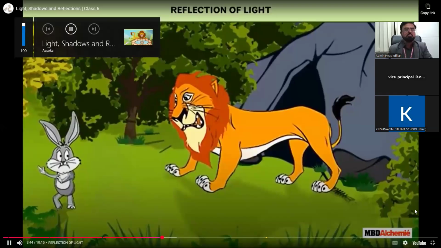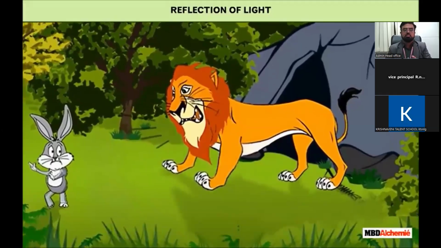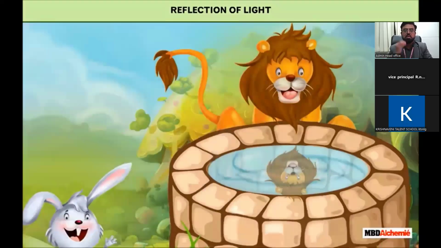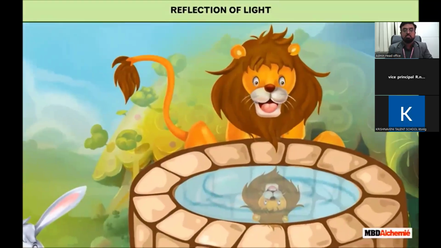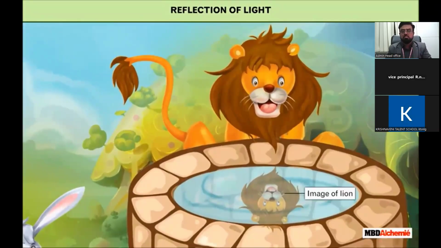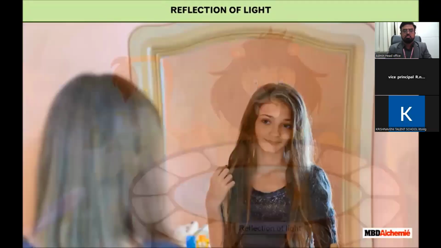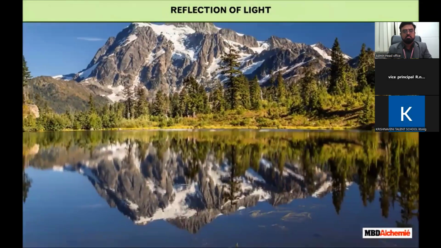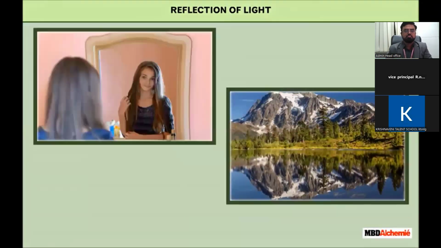We all have heard the Panchatantra story of the lion and the rabbit. Very nice. What do you think the lion saw in the water? There was no other lion in the water. The lion saw its own image in water, formed due to reflection of light. You see yourself in a mirror. You can see the images of nearby mountains and trees in a lake. This is due to reflection of light.